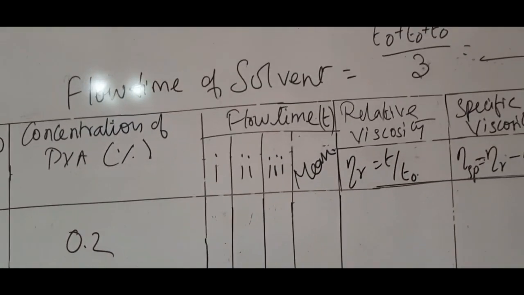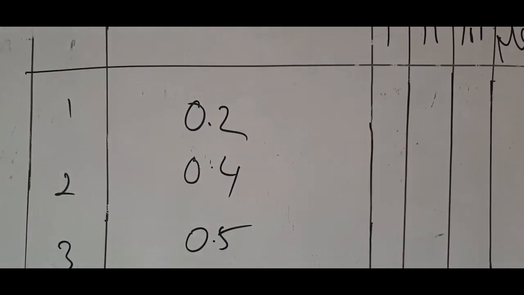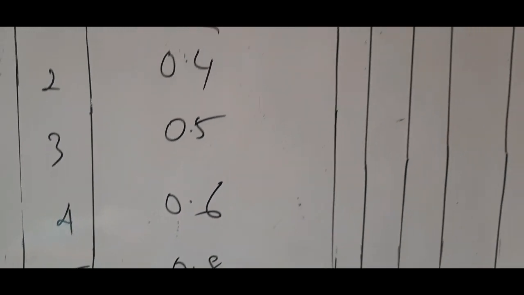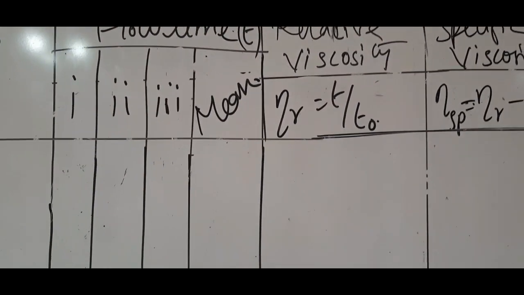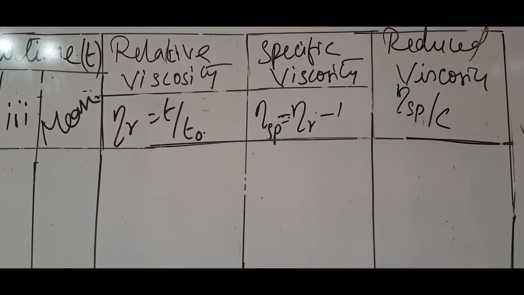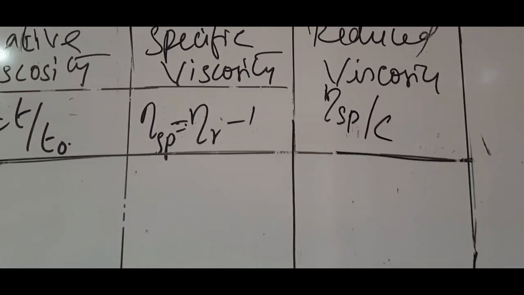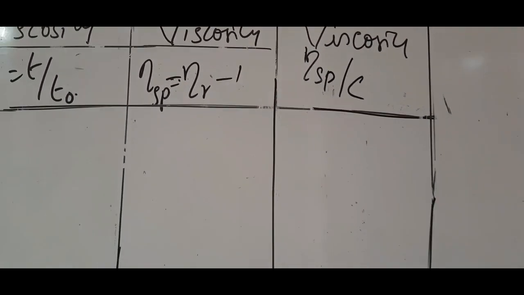So likewise you have to find it for all other concentrations. First find T naught, then find T for the other concentrations, going from the lower concentration. Then calculate relative viscosity, specific viscosity and reduced viscosity. Then you need to plot a graph of reduced viscosity versus concentration.